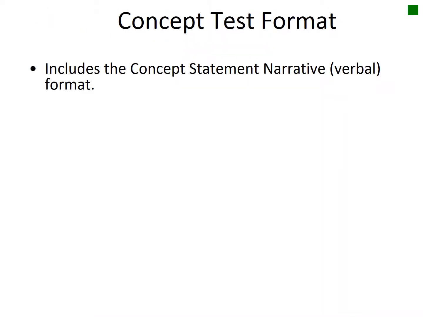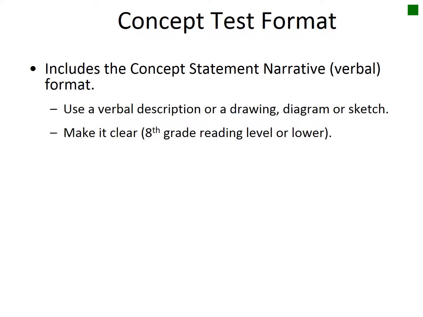Okay, so again, I can't stress enough that we're doing market research here. So for the verbal description, we could use a drawing, a diagram or a sketch to help illustrate what we're talking about. But we need to make sure that the narrative and the language is very clear, that it doesn't use a lot of really big words. We don't use double negatives. Eighth grade reading level is typically what we want to see on this type of test, like any market research.